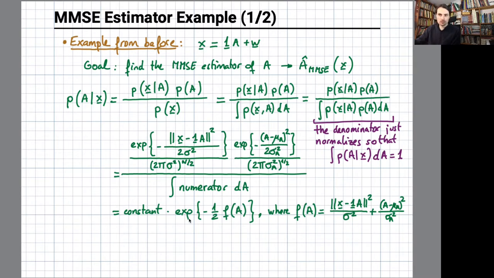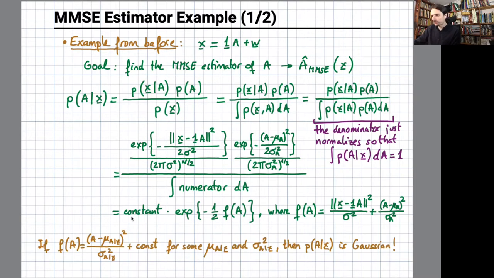If at some point of the derivation we need the value of the constant, we know that it will be just, in this case, 1 over the integral of this with respect to A, right? So this is a technique used all the time in Bayesian estimation. So now we need to make sense out of this expression.